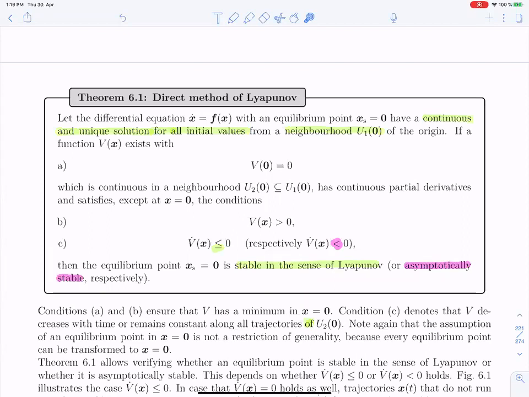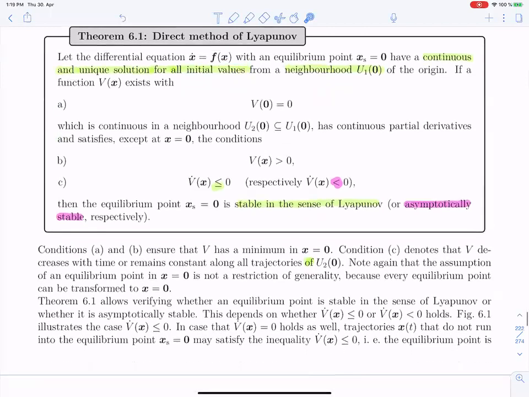So you can see this is not limited to the mechanical energy of a system. So you might find any mathematical function that satisfies all those conditions, and then you're able to prove stability. Very importantly, you'll probably not be able to see this from this theorem here. You don't have to solve the differential equation to prove stability.